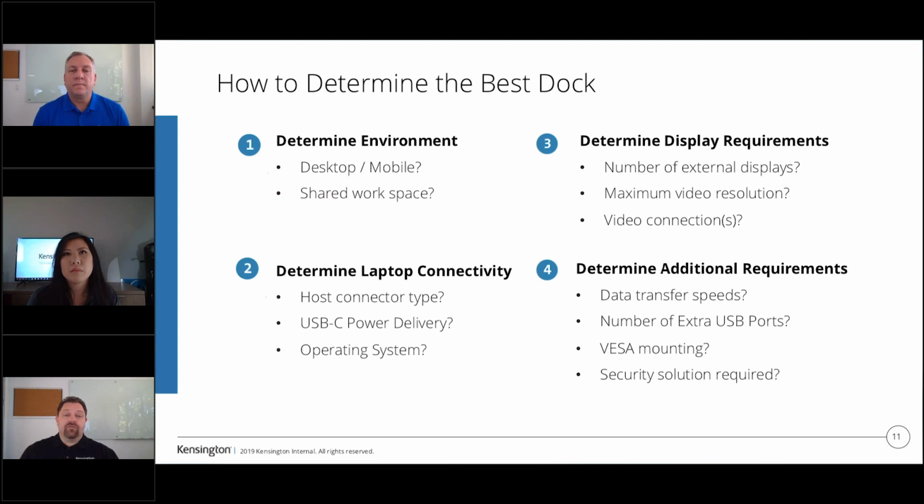We want to know what monitors they have connected. Do they need 4K resolution support? Are they connecting a single display? Are they connecting dual displays? Or maybe they need more. So we want to know more about that environment from them. Once we know the environment and what the end goal is for that customer, then we can help to determine a docking station from there.